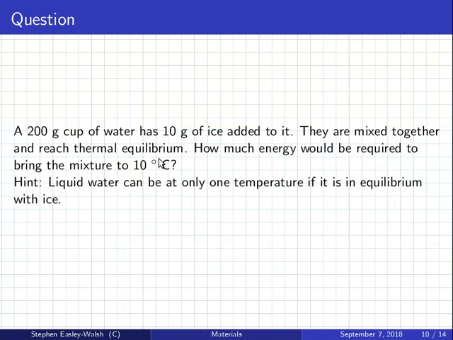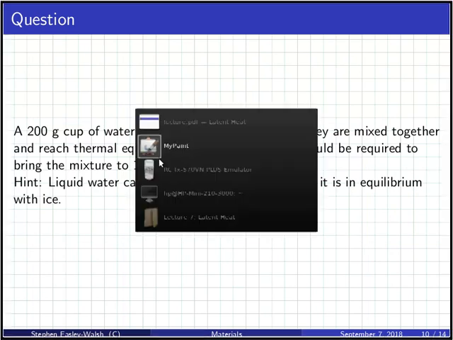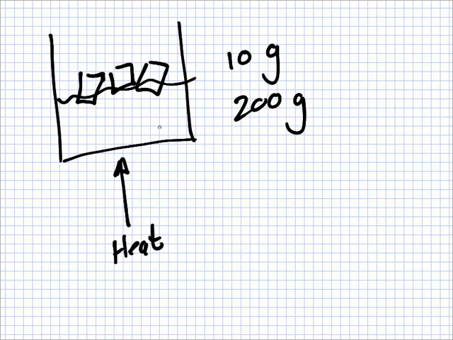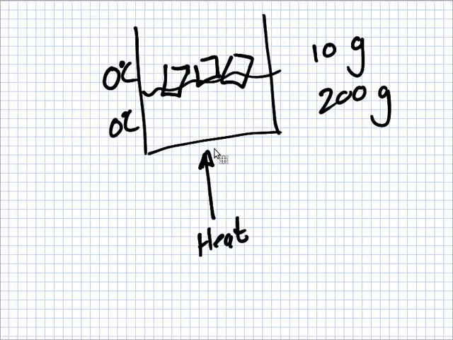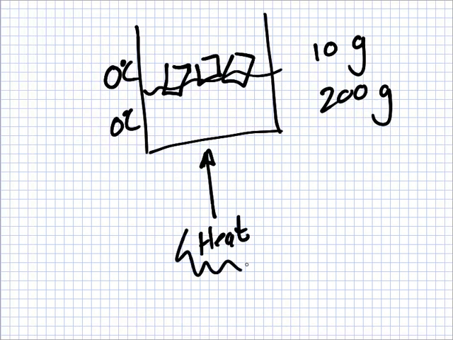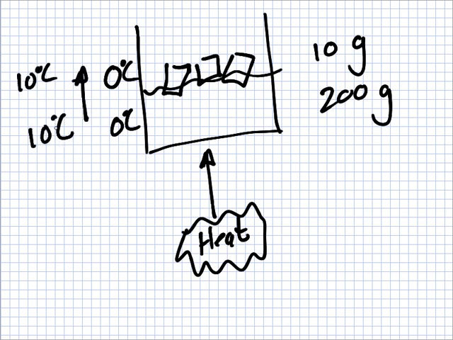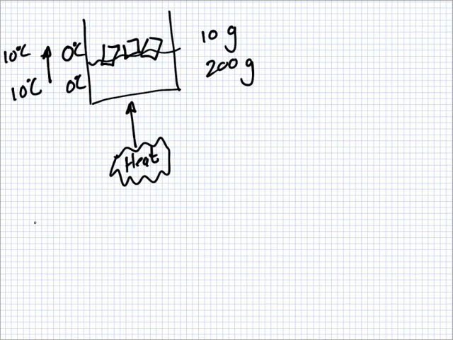So what does thermal equilibrium mean? Do you remember? Both the same temperature. So what temperature must that be? Yeah, must be 0. Good. So must be 0 and 0. Okay. But I put some heat into it, and the temperatures both increase to 10 and 10. And my question is, how much energy do I need? Right. So let's do this one together.